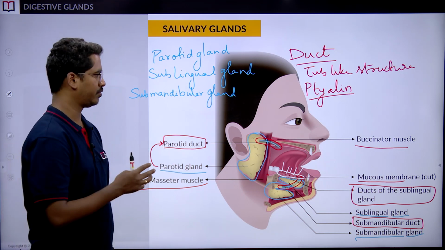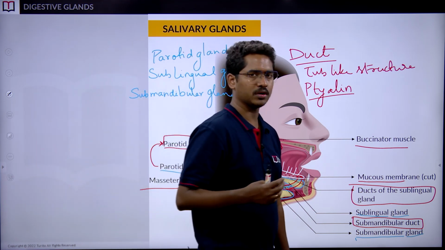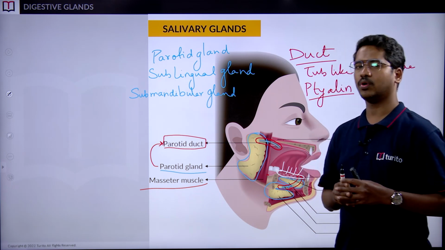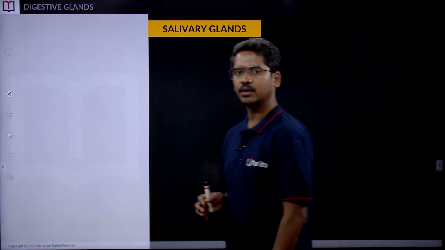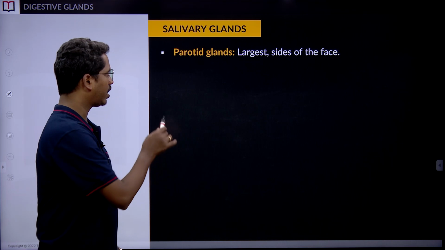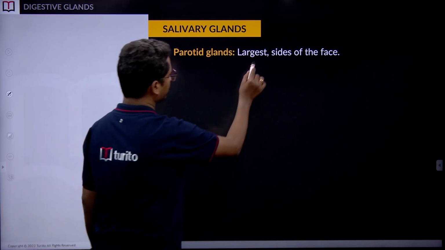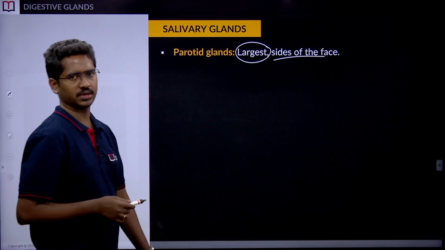Now, what we will do is move forward and explore what these glands are doing here. Most of the things I want to cover are already covered using this particular image, but we will be doing that using the theoretical concepts. So, the parotid glands, the first one, are present at the sides of the face, being the largest gland. That is one important thing one has to understand.